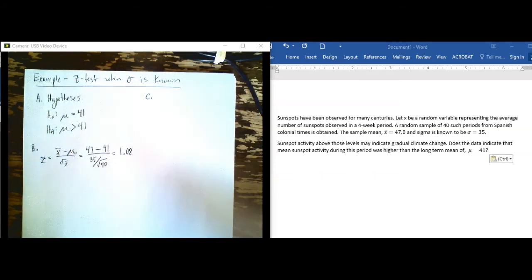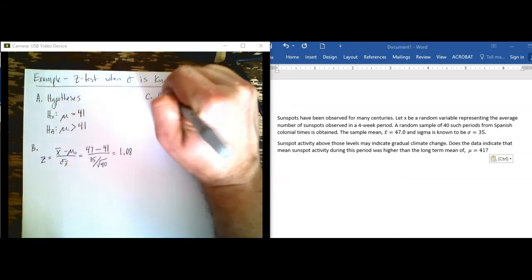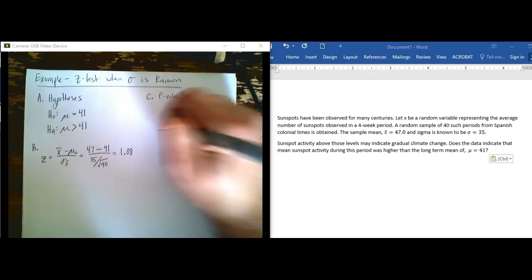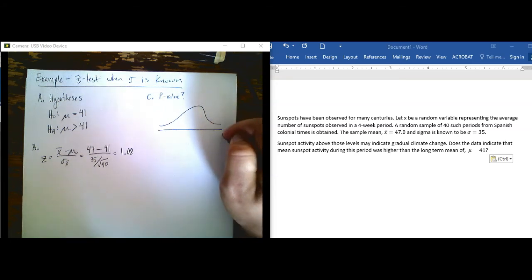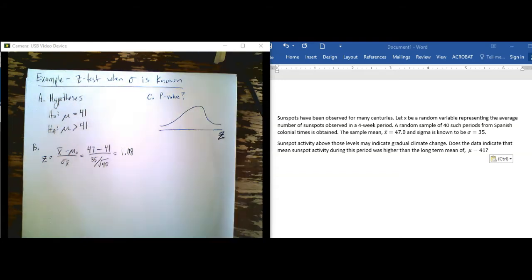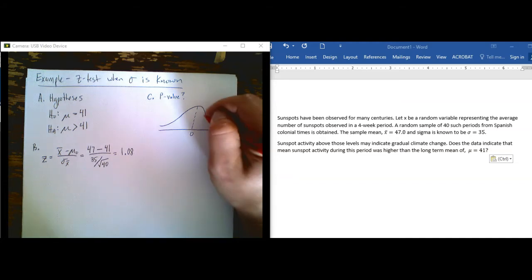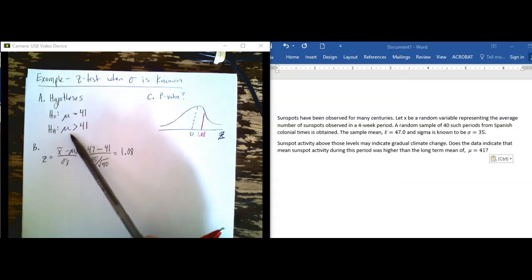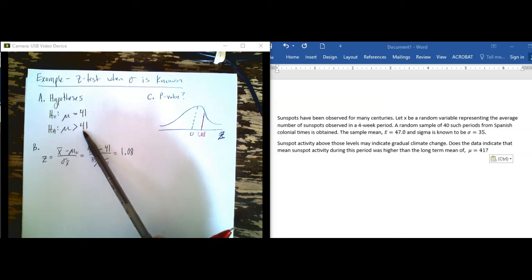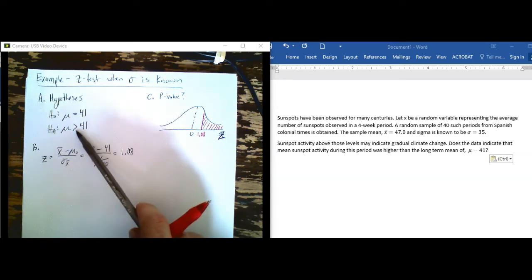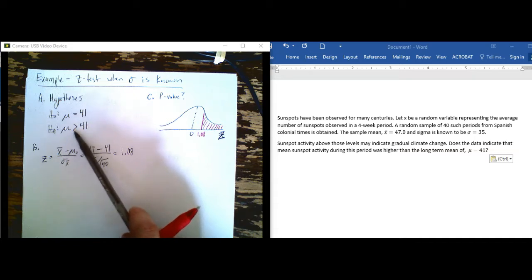Part C asks us to find the p-value. The p-value, or the probability value, comes from the area on the normal distribution. So let's draw that. This is our x bar distribution. Standard normal z distribution with 0 as our average. So 1.08 falls right here, let's say. And we're testing the claim that mu is larger than 41. So we want the area to the right. So that's why it's important to have your hypotheses listed and correct, right? The alternative hypothesis tells you which direction you're going to go.